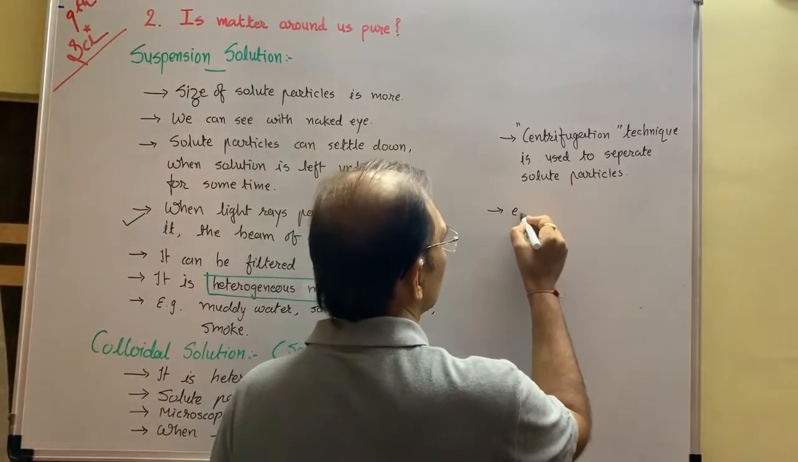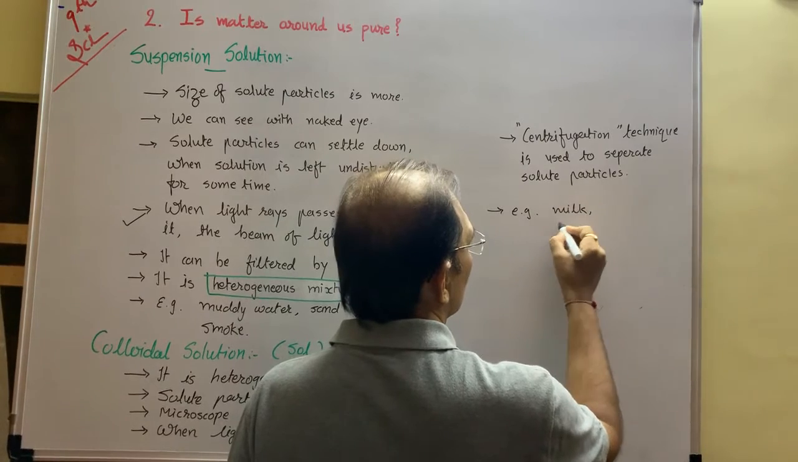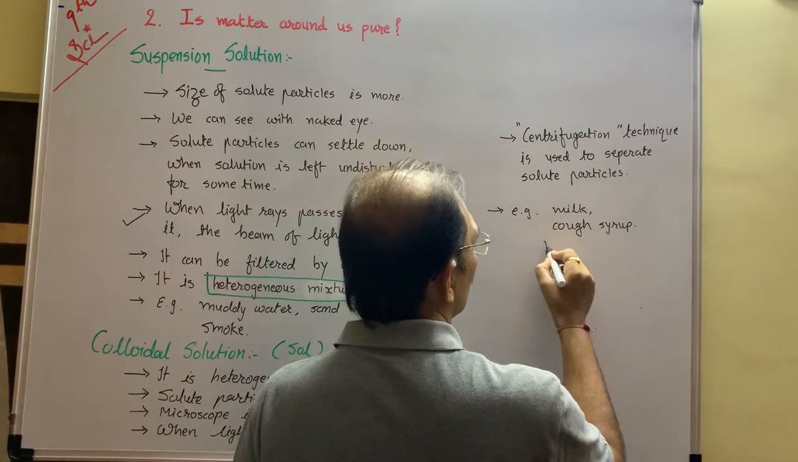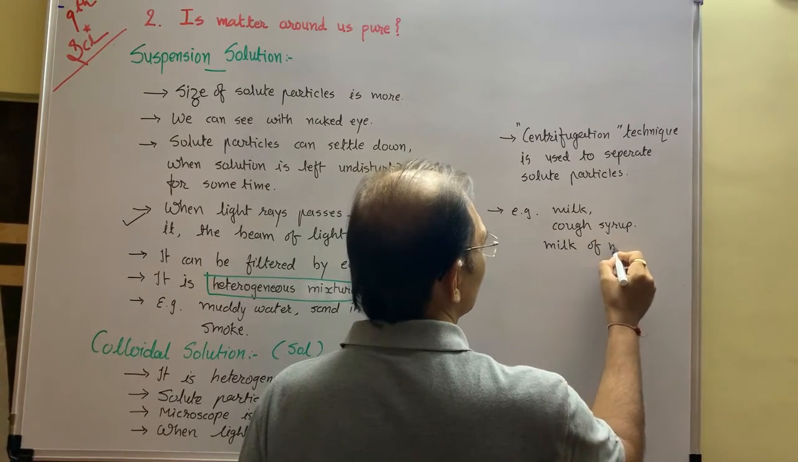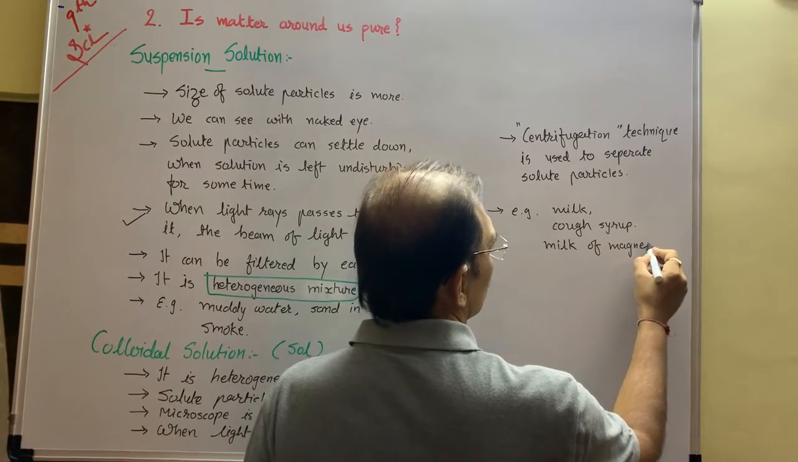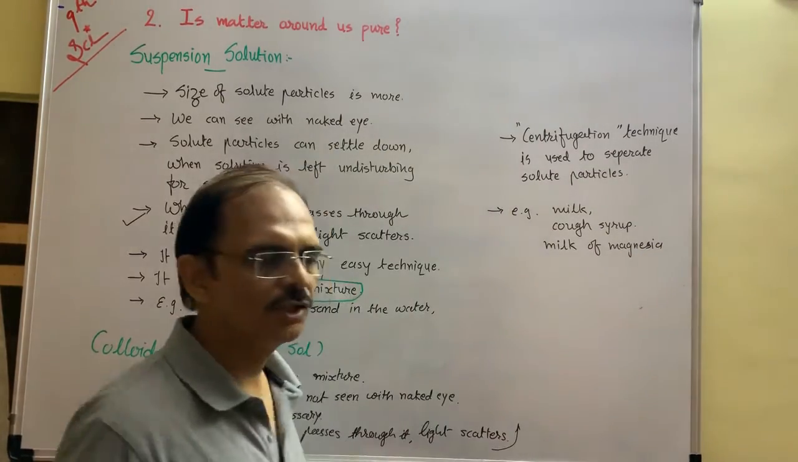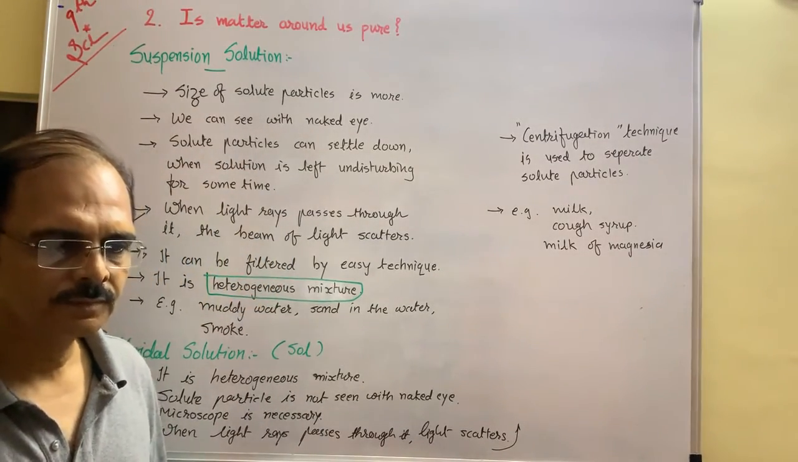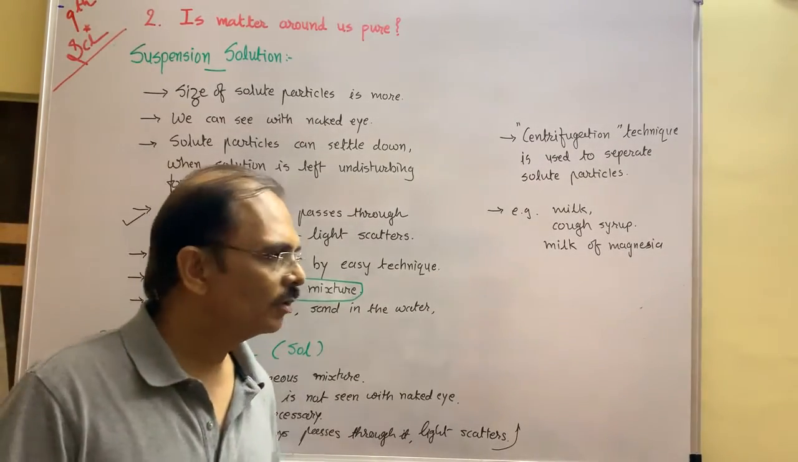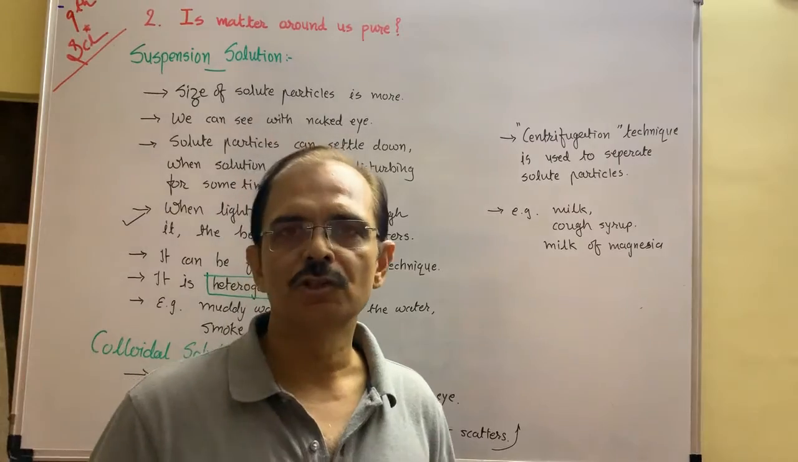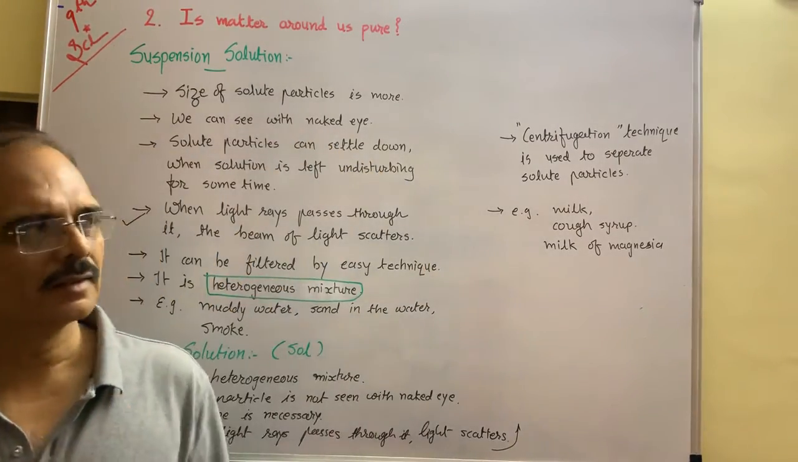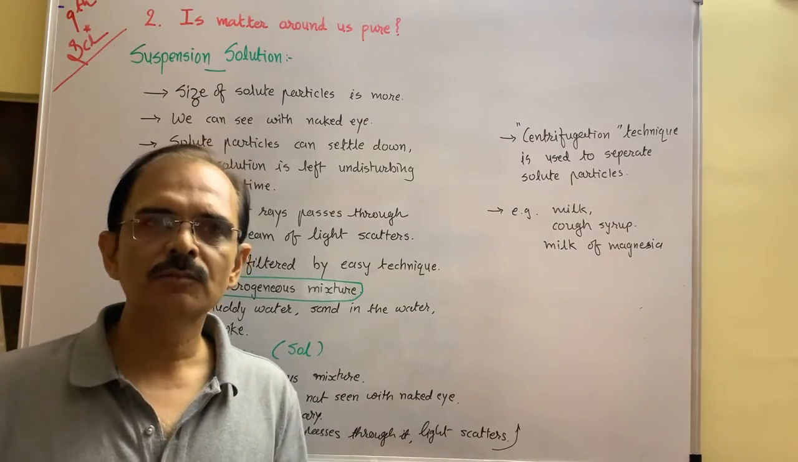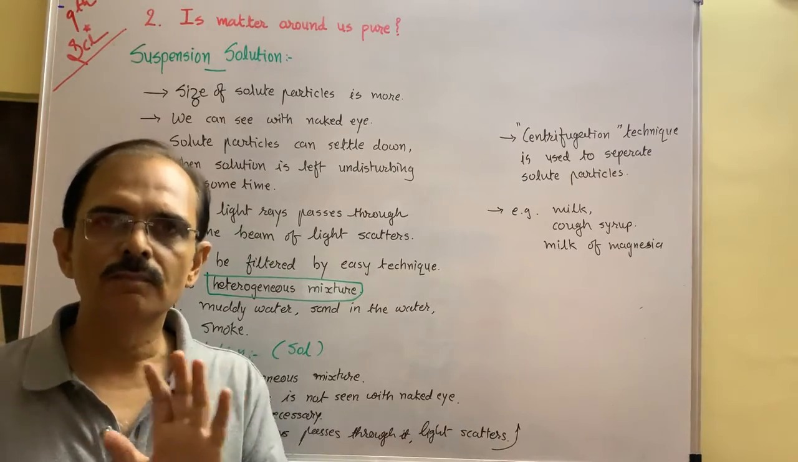As for example, you can say milk, you can say cough syrup, you can say milk of magnesia. Milk of magnesia is also a medicine which is used to overcome constipation. Okay, it is just like a syrup. The name milk of magnesia is given because it seems to be milk, but it is not milk.